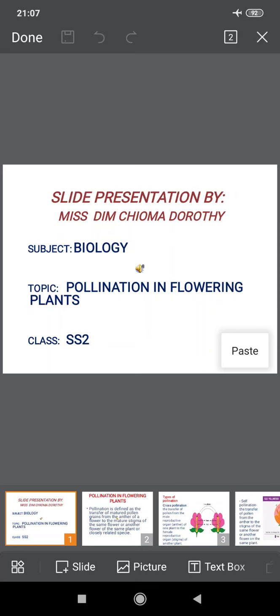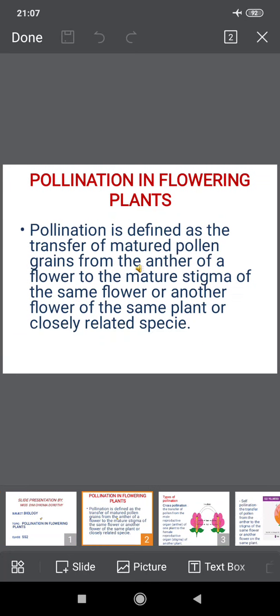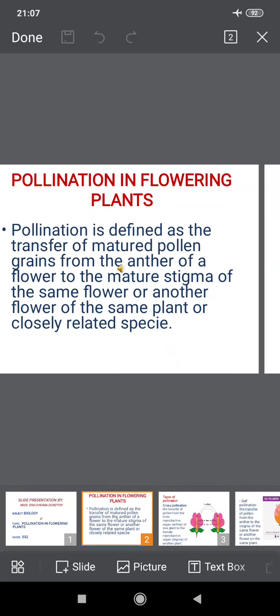Today we are having pollination in flowering plants. Pollination is defined as the transfer of matured pollen grains from the anther of a flower to the mature stigma of the same flower or another flower of the same plant or closely related species.